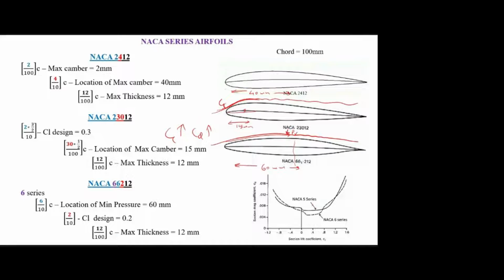You can see for the 4 series and 5 series, this is the drag curve, it is a little bit higher, and for the 6th series it is further reduced. Compared to the 4 and 5 series, for certain angles the 6 series produces very little drag. So nowadays we mostly use this type of 6 series airfoil in commercial aircraft. These are laminar flow airfoils.